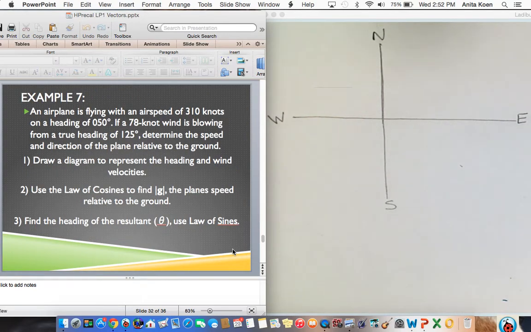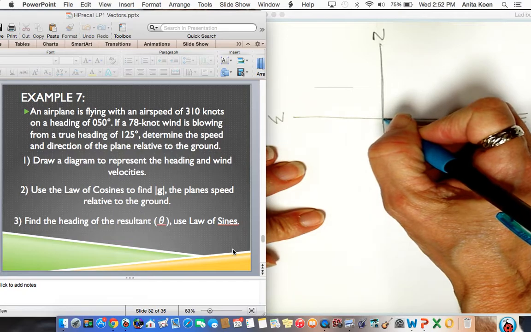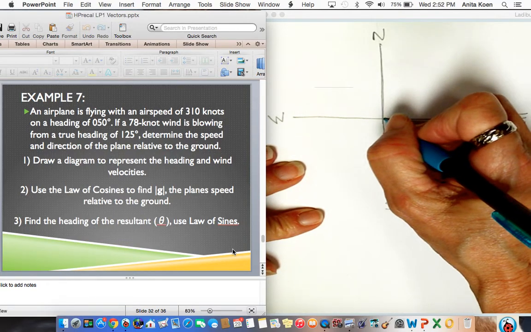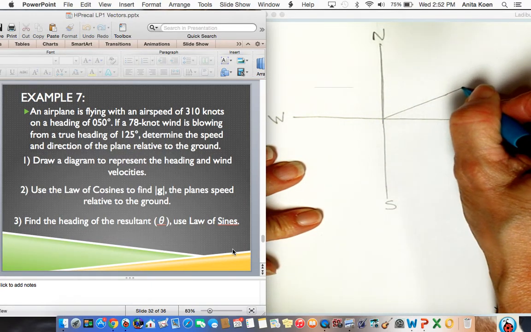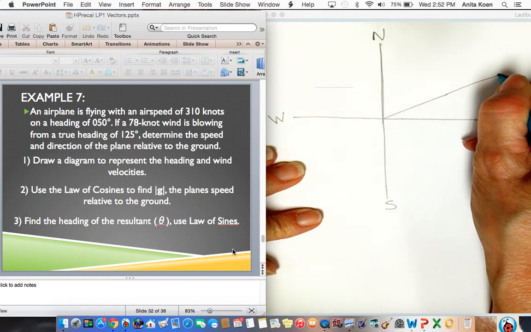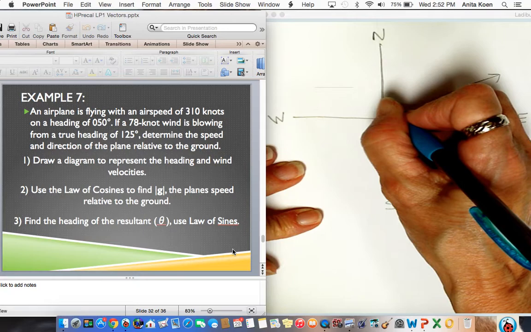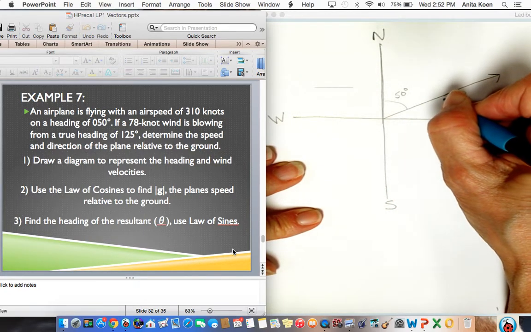So here's example 7. An airplane is flying at an airspeed of 310 knots on a heading of 050 degrees. This is a true heading, so I'm going to go ahead and draw that. I'm making a drawing, a diagram. This is not going to be accurate. I'm not using a protractor and a ruler. So I'm going to draw an angle of about 50 degrees, and that's my vector. This is 50 degrees, and this vector is 310 knots.